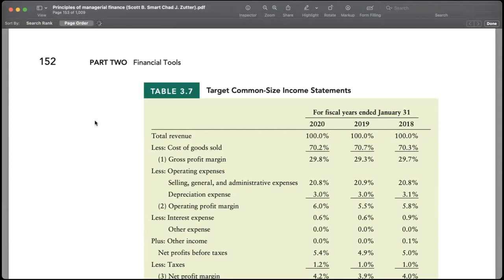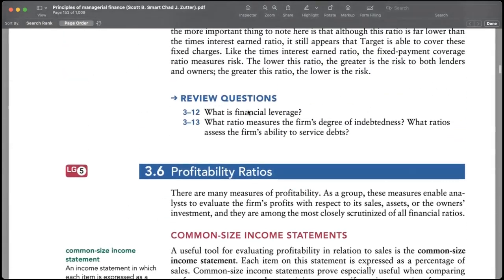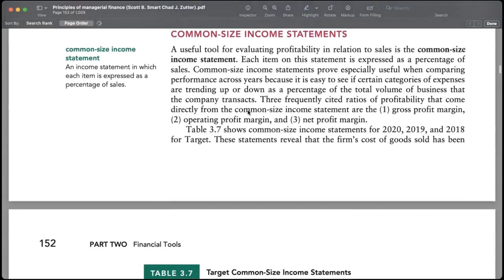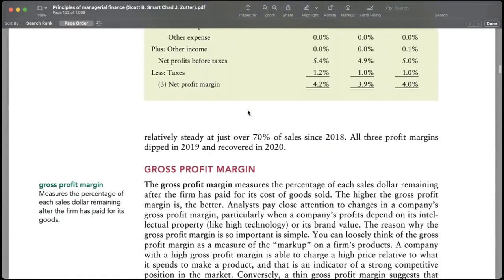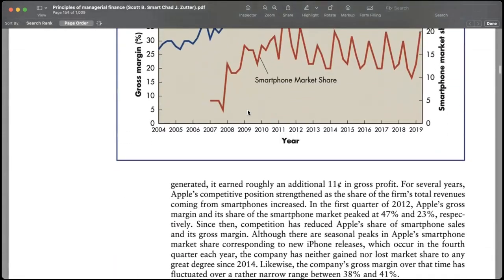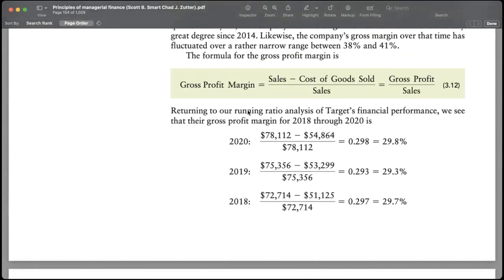Okay. So now we are going to discuss the profitability ratios, right? Actually, we have several profitability ratios. One is the gross profit margin. The formula is gross profit divided by sales. Now, how do we get the gross profit? You know from your accounting knowledge that it is sales minus cost of goods sold.